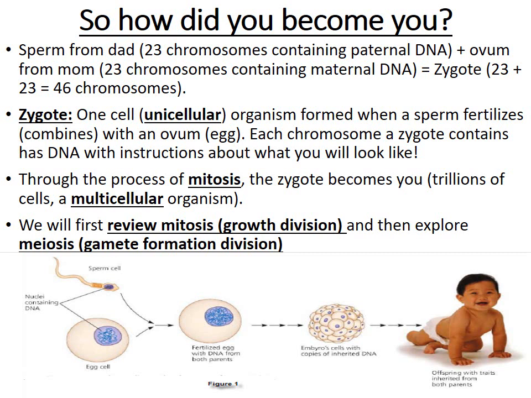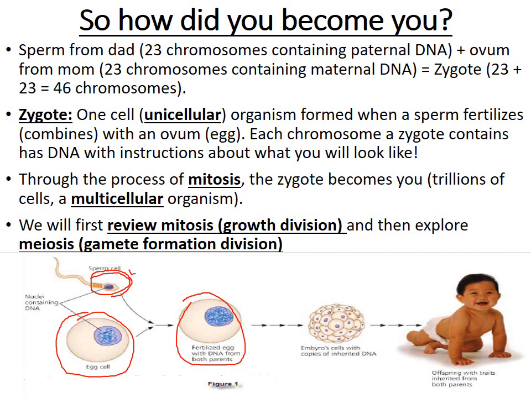So let's now go take a look at how you became you. We're going to see all these different processes of division. The idea was that your father had some sperm, and inside that sperm there were 23 DNA molecules or 23 chromosomes. Your mother had an egg, and in that egg there were 23 chromosomes. The sperm and the egg combined. When you combine sperm and egg, it's called fertilization, and you get a fertilized egg called a zygote.